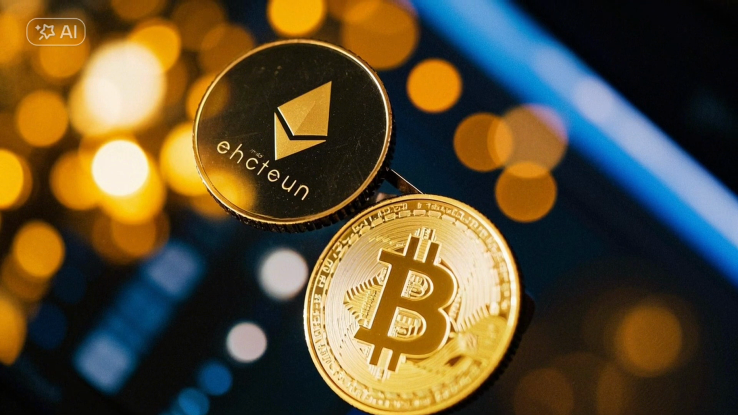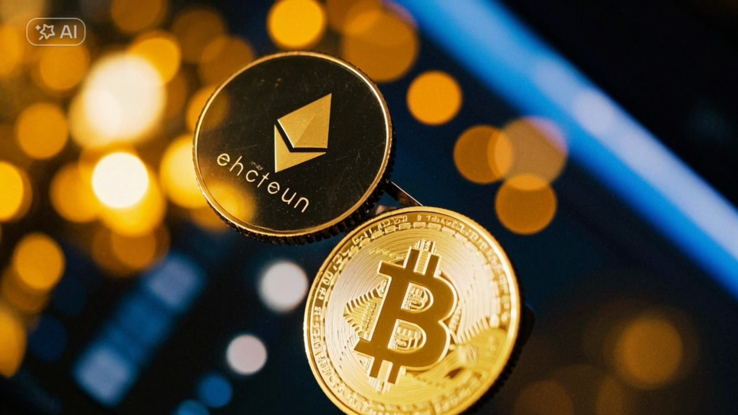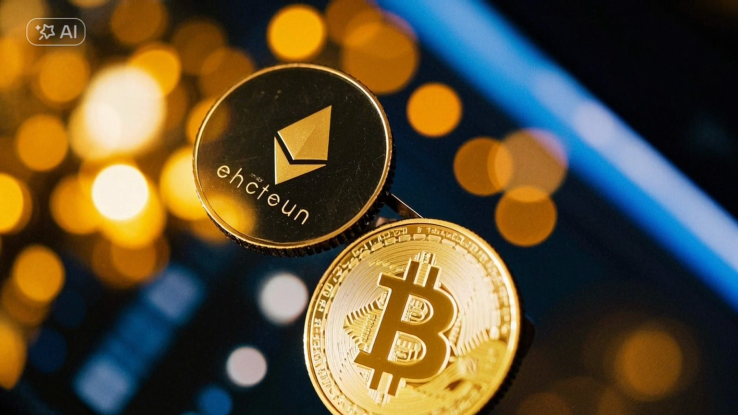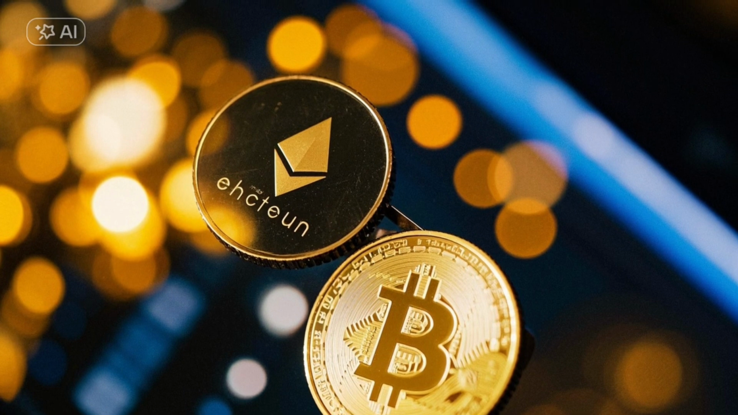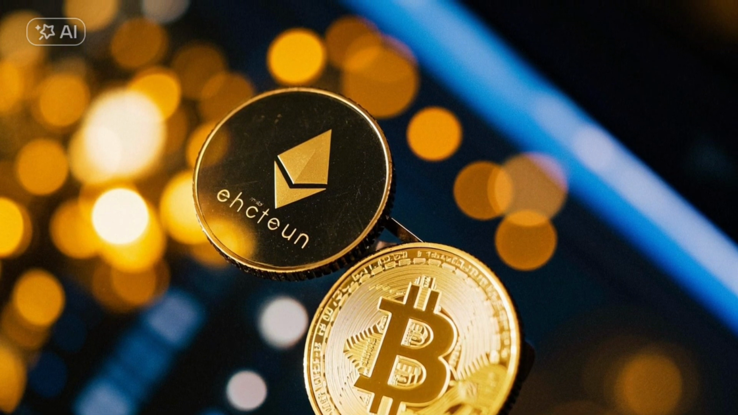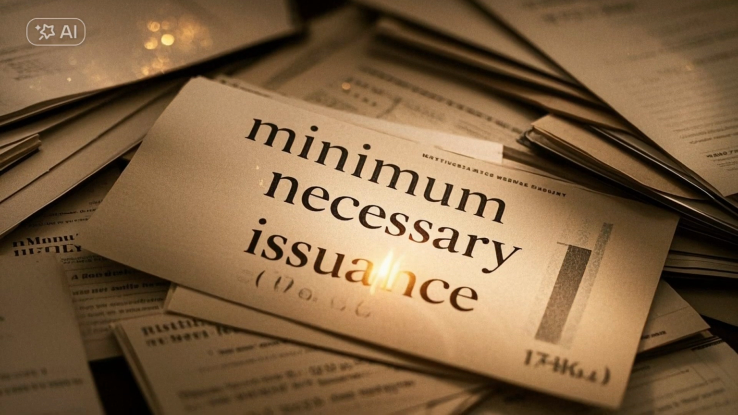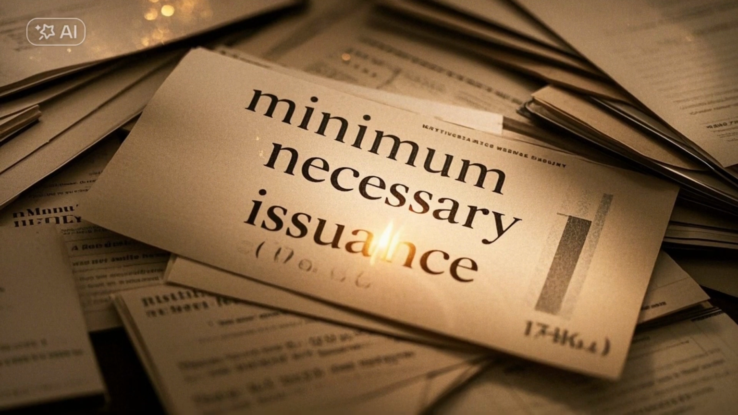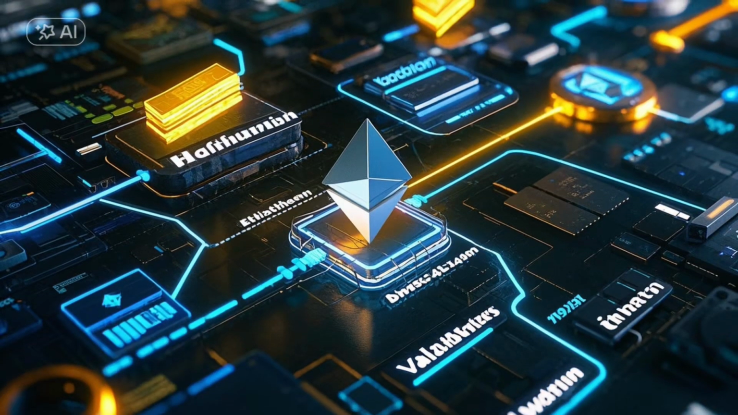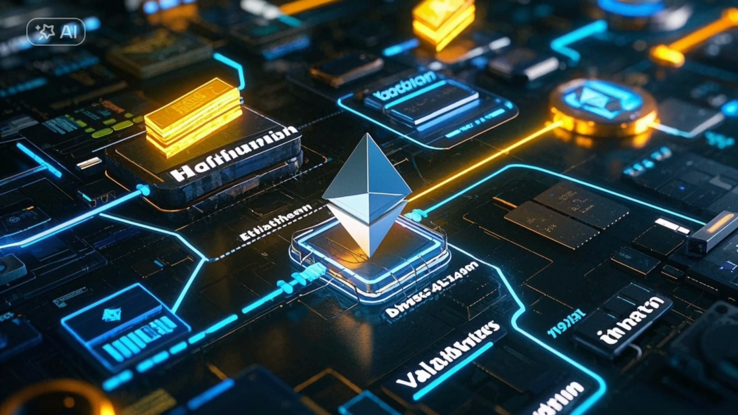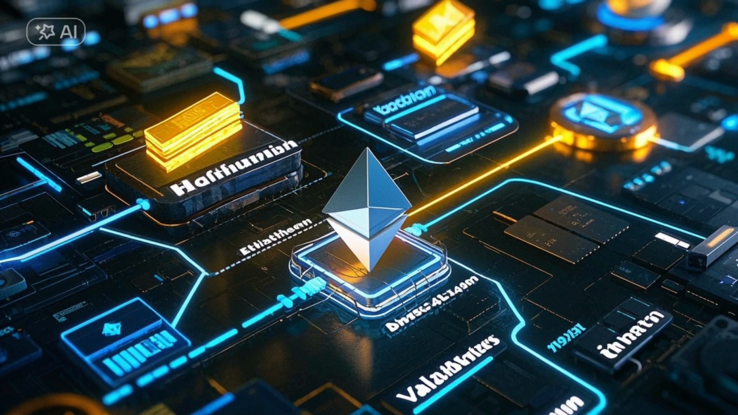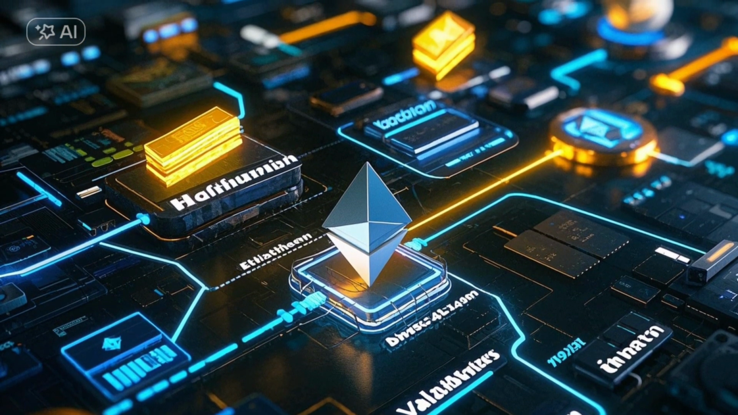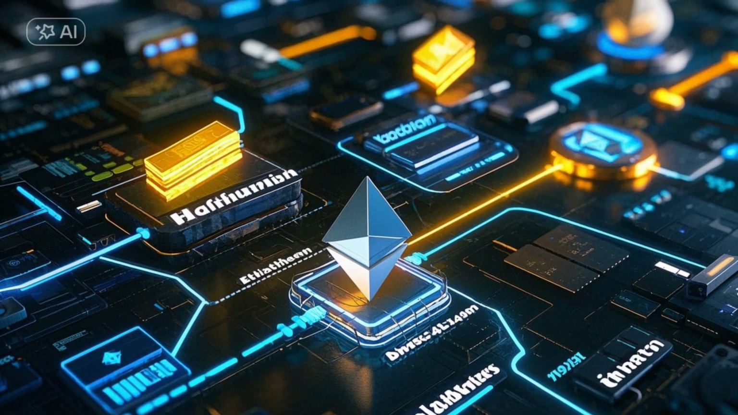Minimum necessary issuance. Bitcoin maximalists often criticize Ethereum for not having a hard cap on total coins, comparing it to the dollar's infinite printing. But Ethereum uses a different approach called minimum necessary issuance. This principle maintains ETH creation at the minimum level needed to pay private security organizations, validators, adequate financial incentives.